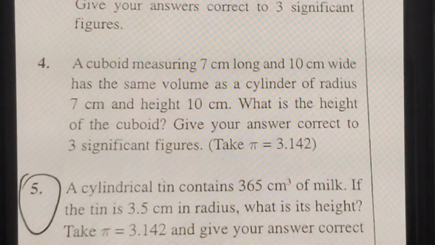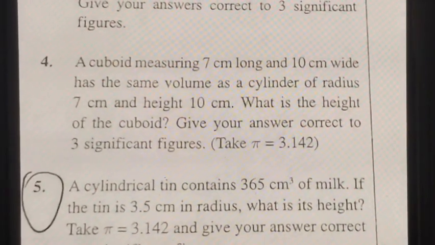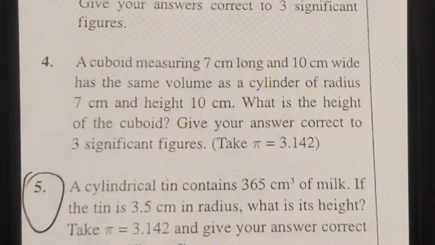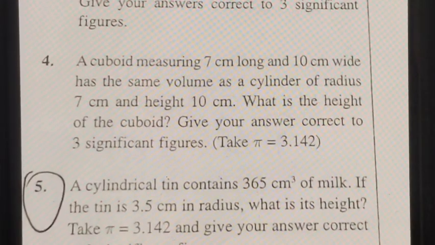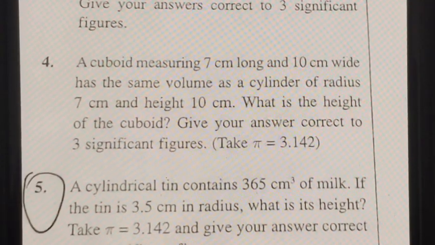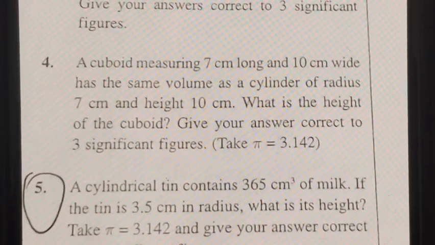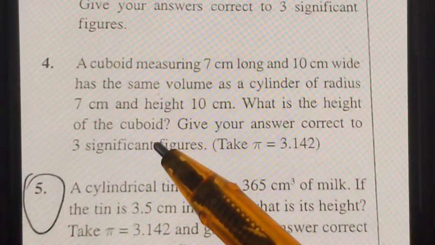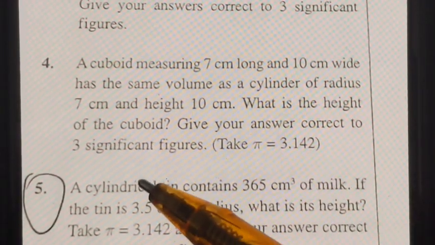Next question, which says a cuboid measuring 7 centimeters long and 10 centimeters wide has the same volume as a cylinder of radius 7 centimeters and height 10 centimeters. So basically they are saying that there are two different 3D shapes, both with the same volume. Now what do we have to do? We have to find the height of the cuboid, and we have to write the answer correct to three significant figures.